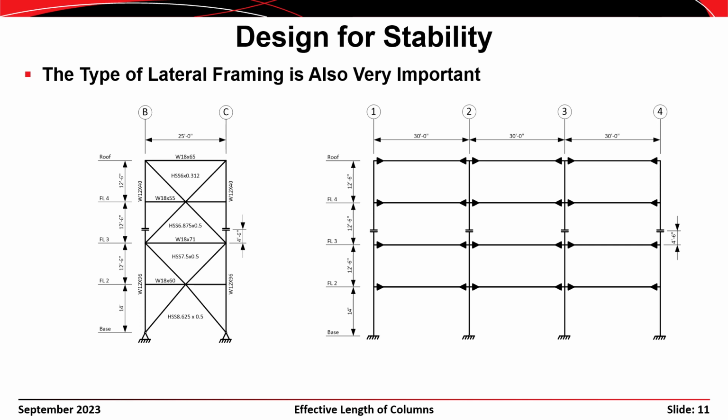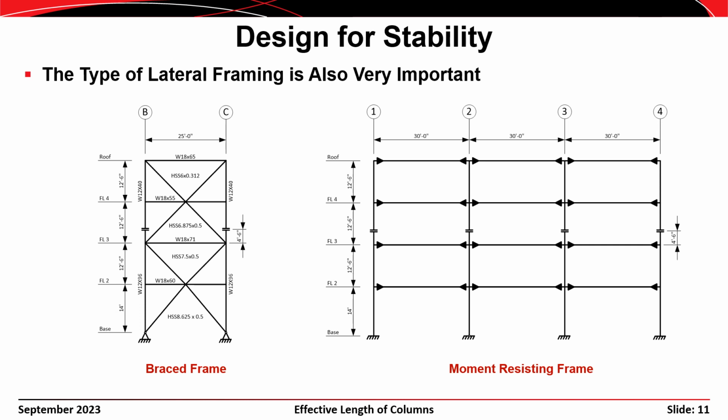Another aspect that's important is being able to identify which type of framing system that the column is a part of. This slide shows two framing systems, a brace frame on the left and a moment resisting frame on the right. The little black triangles on the right indicate that those are rigid joints between the beams and the columns, so that's a moment resisting frame on the right and a brace frame on the left. In this case, using a 2-story X bracing configuration.